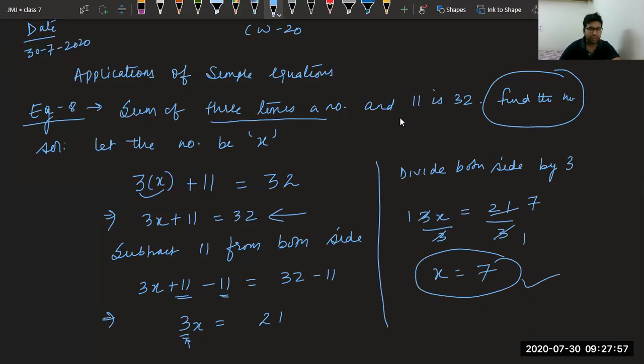If you want to verify, you can take left hand side and put the value. You will get 32 as answer. Okay. I hope it is clear to everyone, because we have done questions that are tougher than this. Let's take example number 9 now. 9 is also easy. Let us take example number 10.